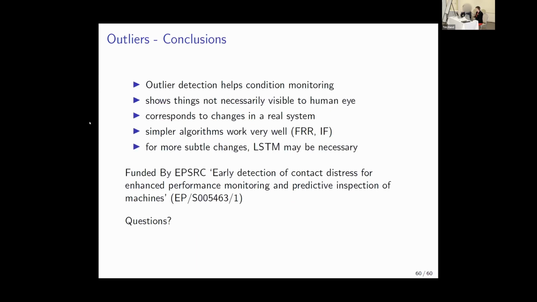So outlier detection helps condition monitoring, shows things not necessarily visible to the human eye, and corresponds to changes in a real system. It's great to do machine learning on real stuff. Simple algorithms work very well, but maybe for more subtle changes, LSTMs may be necessary.